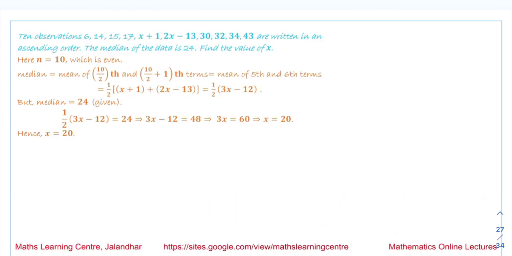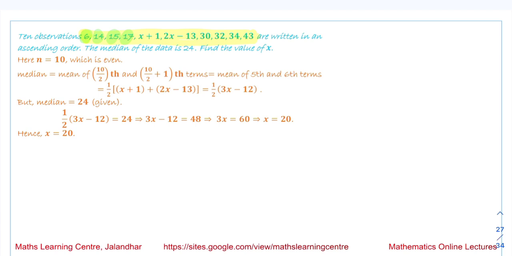Next, 10 observations are given to us, written in ascending order. Ascending means this is the least value, then the values are increasing in this direction. The median of this data is given to be 24, and we have to find the value of x.